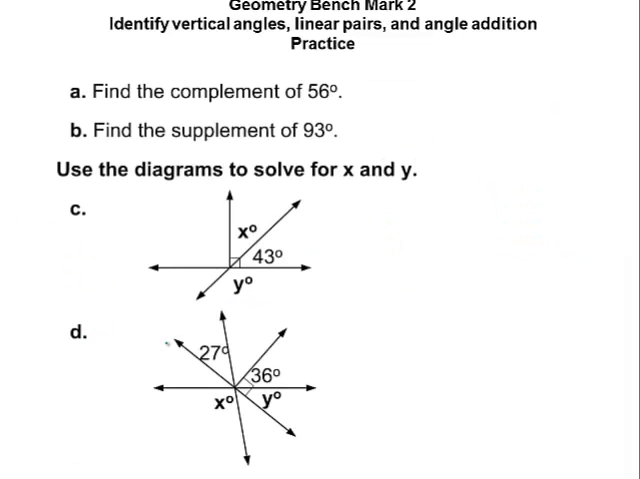Okay. So let's look at this. We're going to find the complement of 56, the supplement of 93, and then the missing angles. Okay, so complements add up to, anybody remember? 90, yes. So I'm going to do 90 minus 56. So that's 34. And that means supplements add up to 180. So 180 minus 93, which is 90 minus 3, which is 87.